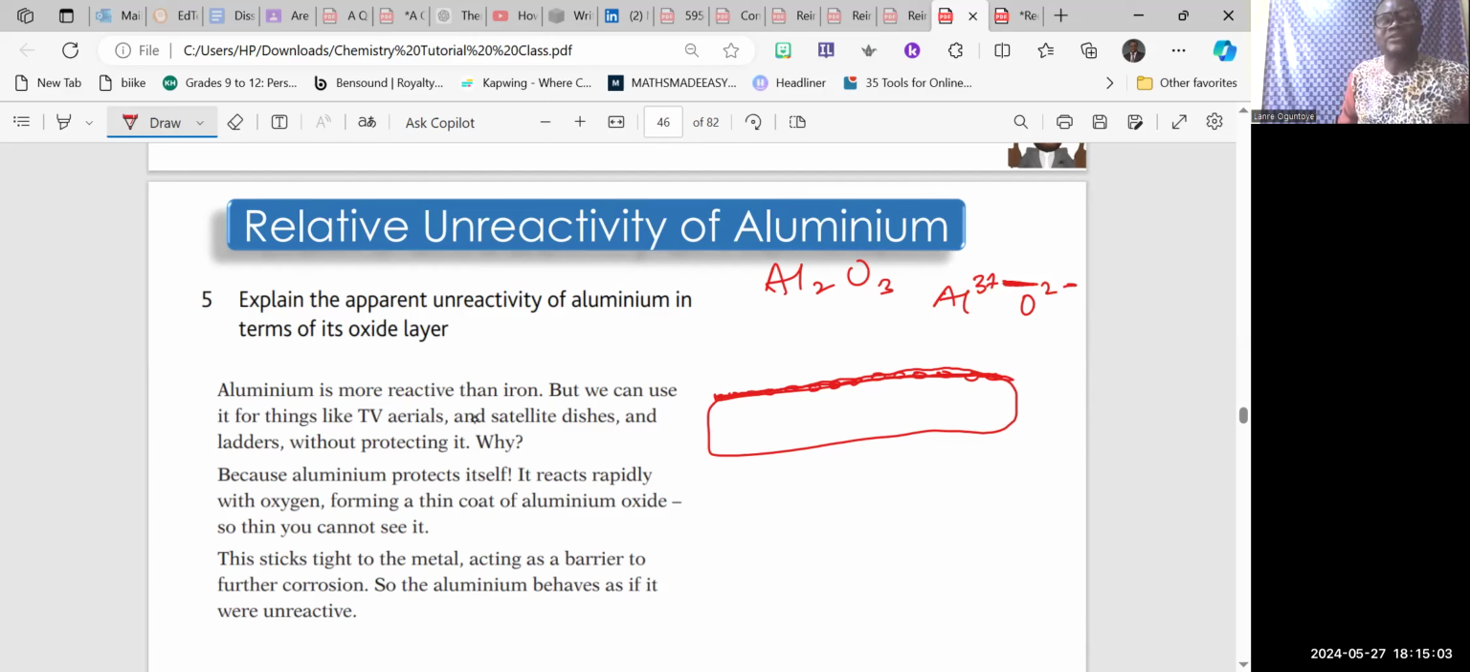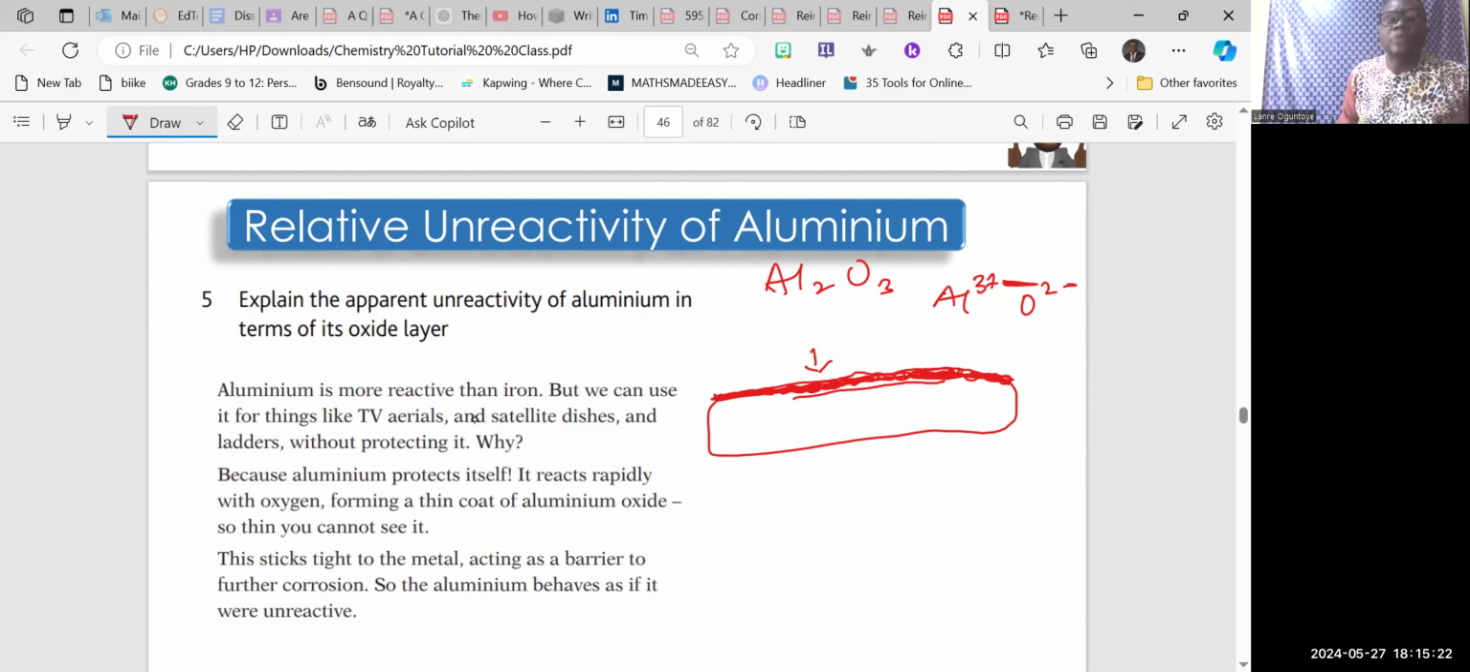White oxide of aluminum, a white layer of aluminum oxide over it. That white layer is so strong that it will not wear off. Rain will not wear it off. Wind will not wear it off. Heat will not wear it off. So the upper layer protects the aluminum inside.